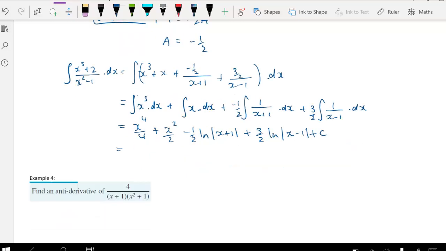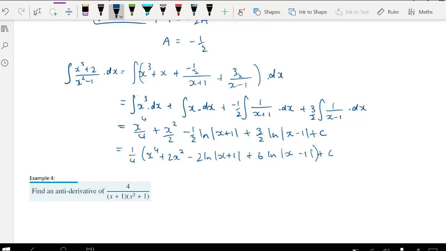We can take out a common factor of 1 on 4, so we have 1 on 4, and that leaves us with x to the power of 4 and 2x squared and negative 2 ln(x plus 1) and 6 ln(x take 1) plus c.